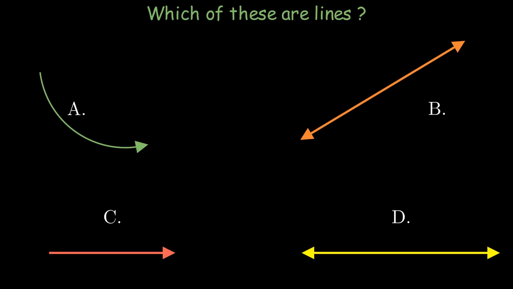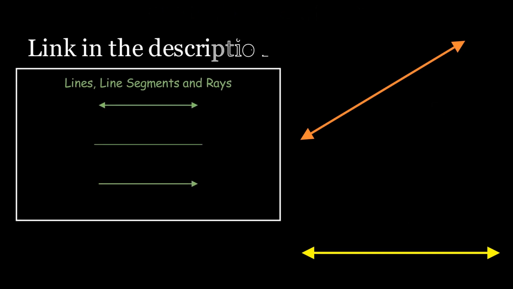Hello everyone, in this video we're going to take a look at parallel lines. But before we go into that, let's quickly review your understanding of lines. So which of these are lines? The correct answers are option B and option D. To understand why, make sure to check out my video on lines, line segments and rays.